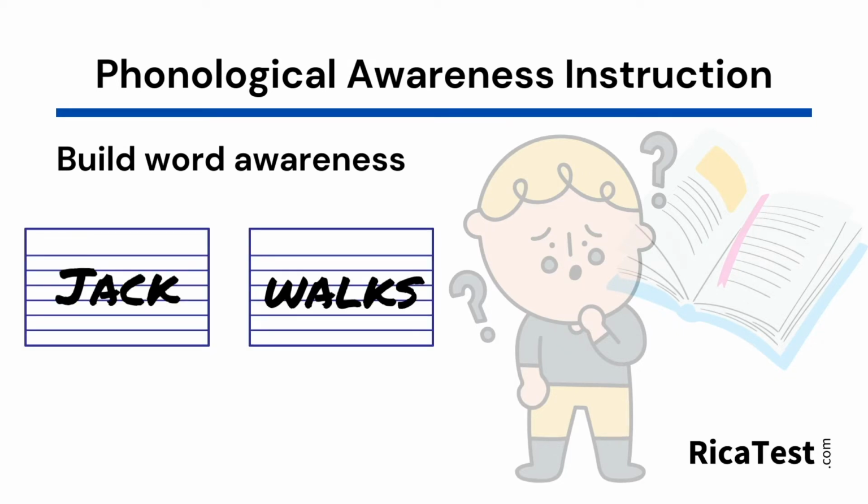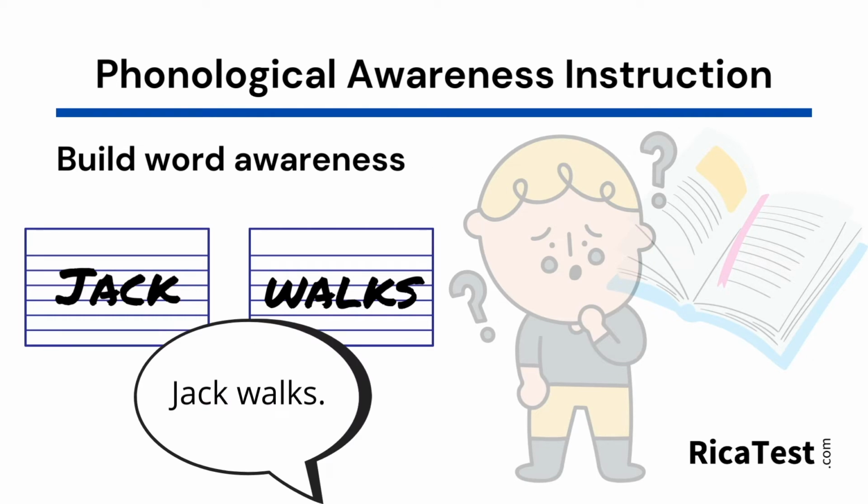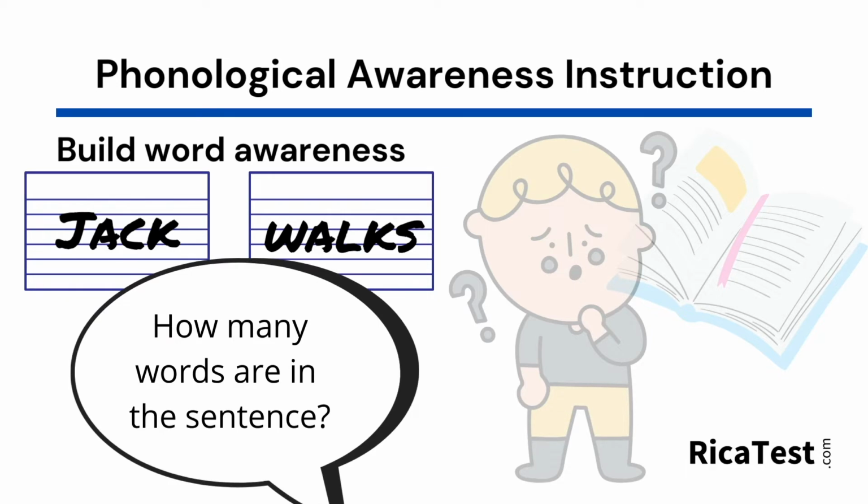The teacher uses several index cards, each having one word written on it. The teacher creates two-word sentences like "Jack walks." The teacher and the student read the sentence together: "Jack walks." Then the teacher asks the student how many words are in the sentence.